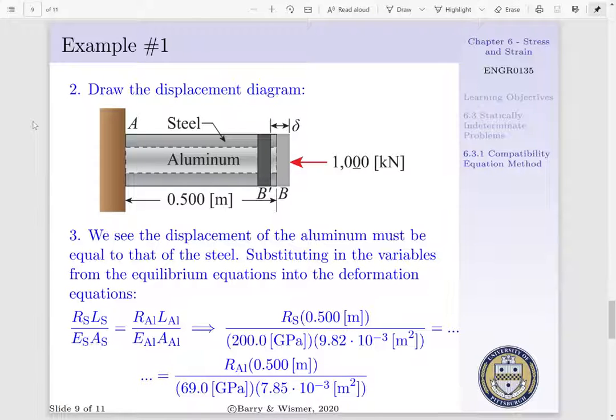Step 3 requires us to substitute in the variables from our equilibrium equations into our deformation equations that we developed from our displacement diagram. From our displacement diagram, we had the deformation of our steel being equal to the deformation of our aluminum. The deformation of our steel is given as RS times LS per ES times AS. This is equal to the deformation of the aluminum, which is given as RAL times LAL per EAL times AAL. Thus, we can say our deformation equation is as follows.